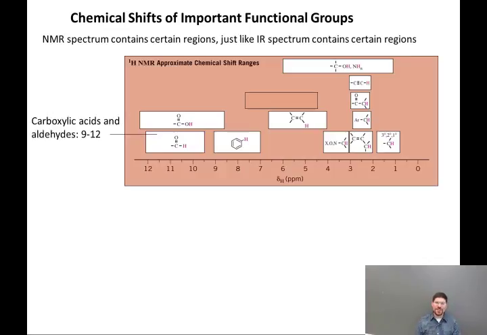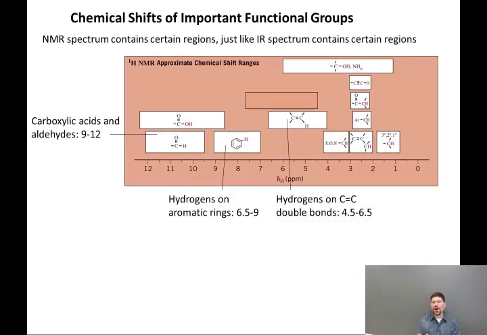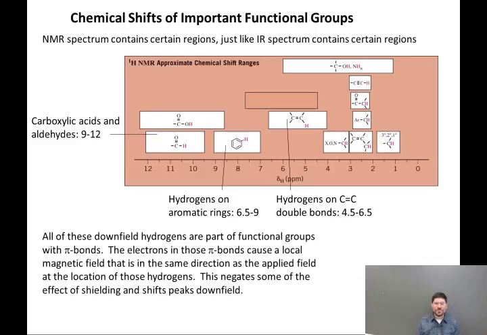Okay, so to start with, carboxylic acids and aldehydes have their peaks way downfield between 9 and 12 ppm. Hydrogens on aromatic rings are generally in the region from 6.5 to 9 ppm, so I would actually extend the aromatic region all the way down to 6.5. And then hydrogens on carbon-carbon double bonds, right on the double bond in an alkene, are in the region from 4.5 to 6.5. So all of these downfield hydrogens are part of functional groups with pi bonds.